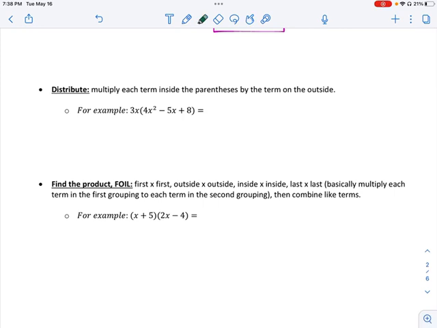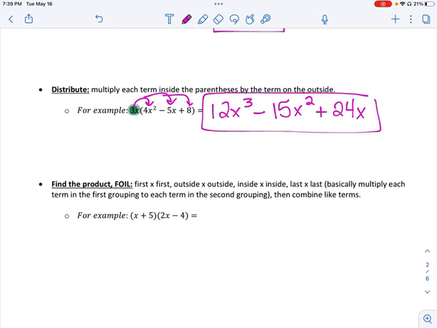So what I'm going to do is take this 3x and literally multiply it through. So 3x times 4x squared: 3 times 4 is 12, x times x squared. Remember, we would add the exponents, so it becomes x to the third. Then I go to the next term, 3x times negative 5x, and that's going to give me negative 15x squared. And then I'm going to take the 3x times the positive 8, and that is going to give me positive 24x. And that's how we would distribute.